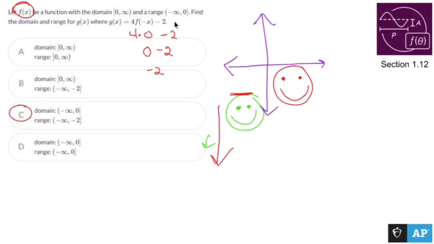My suggestion is if you really hate this problem, then try plugging in domain values and see what happens to your answer. And when you plug it in here, take it from there. Kind of an iffy problem. Don't like it.